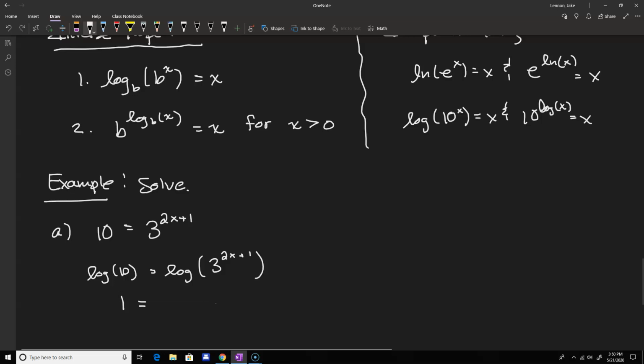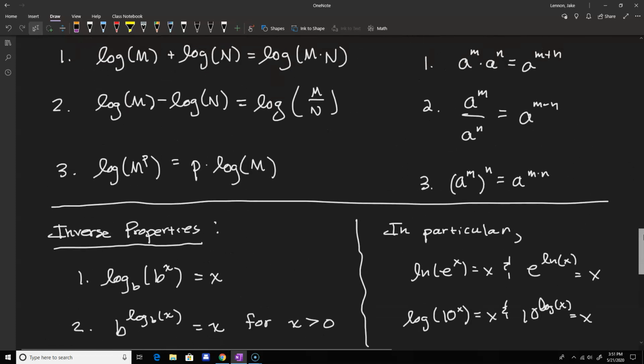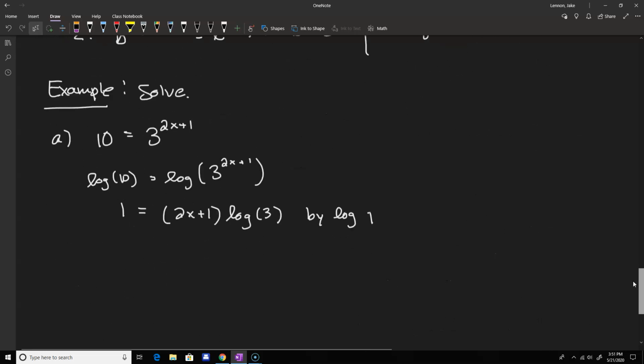For the right-hand side, what we want to do is we want to bring that exponent of 2x plus 1 down. And this is by log property, or did I call it rule? I probably called it rule if we go up. So log property number 3.